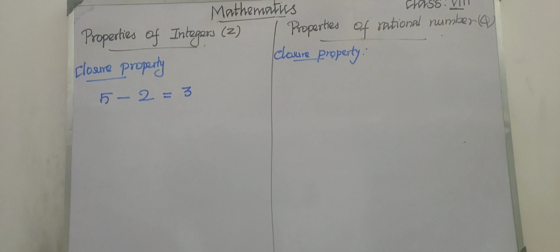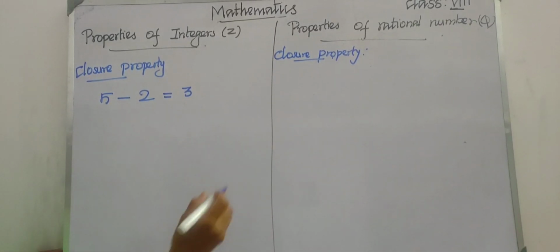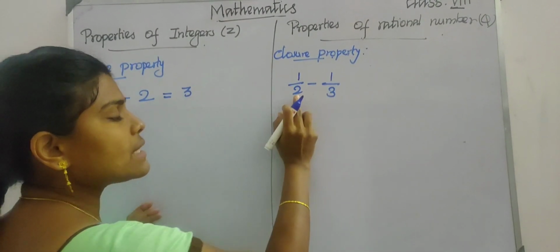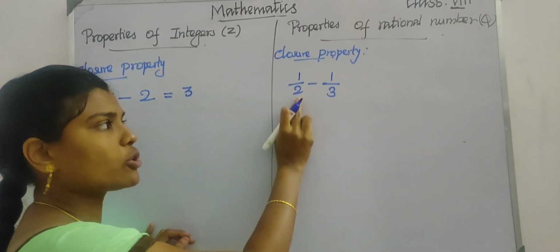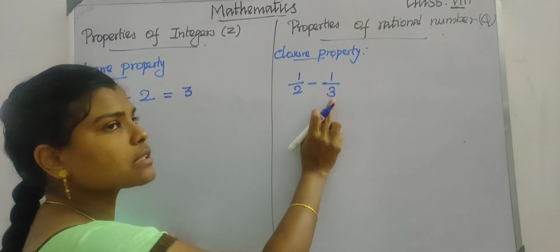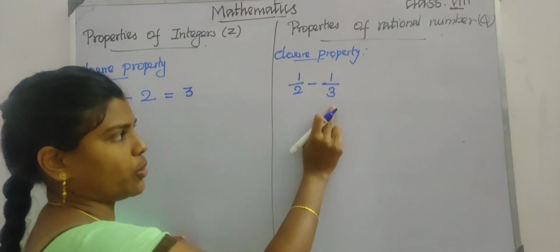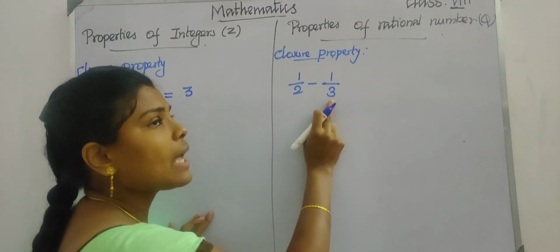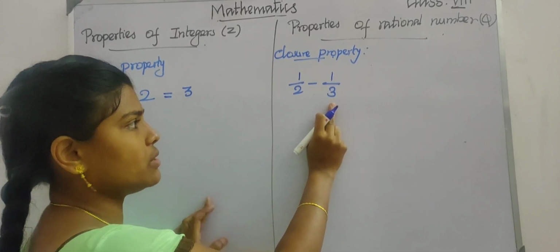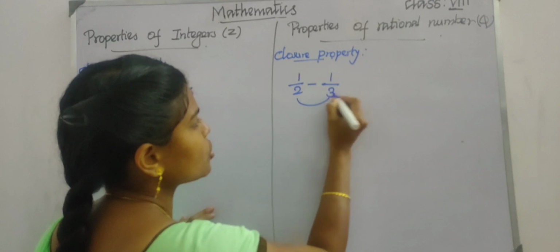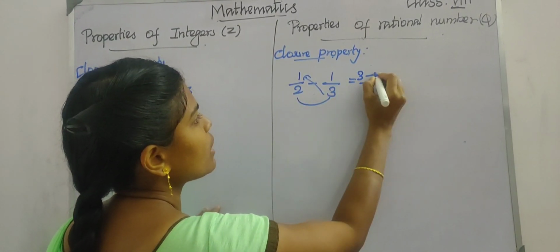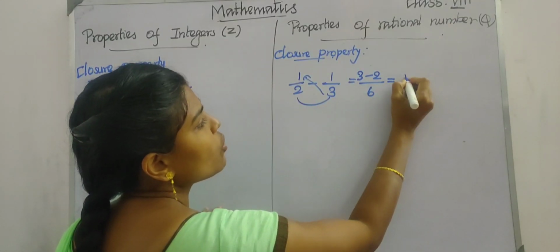So let us see rational numbers. 1 upon 2 minus 1 upon 3. 1 upon 2 is a rational number, right? It is in the form of p upon q. And 1 upon 3 is also a rational number, in the form of p upon q. Also q is not equal to 0 here, and q is not equal to 0 here too. Now we can do it. 2 threes are 6. Now cross multiply. 1 times 3 is 3, minus 1 times 2 is 2. 3 minus 2 is 1, so the answer is 1 upon 6.